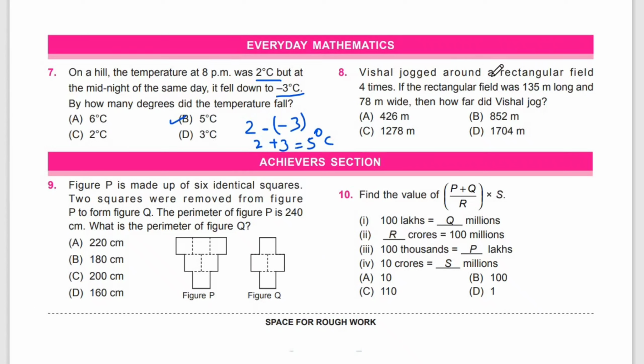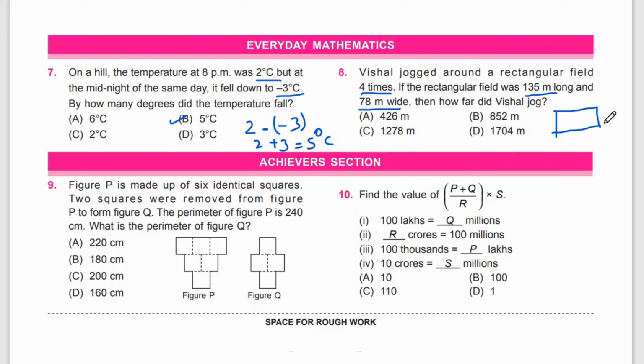Vishal jogged around a rectangular field 4 times. If the rectangular field was 135 meters long and 78 meters wide, then how far did Vishal jog? Vishal has jogged 4 times around the field. So that is the outside of the field. Then how far has Vishal jogged? So we have to see, this would be the rectangular field, and he has jogged outside the rectangular field. He has not jogged inside.